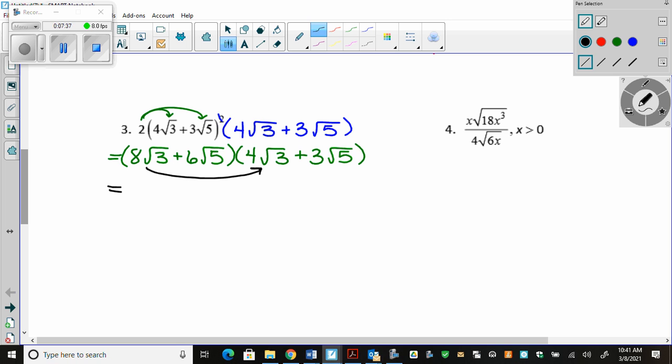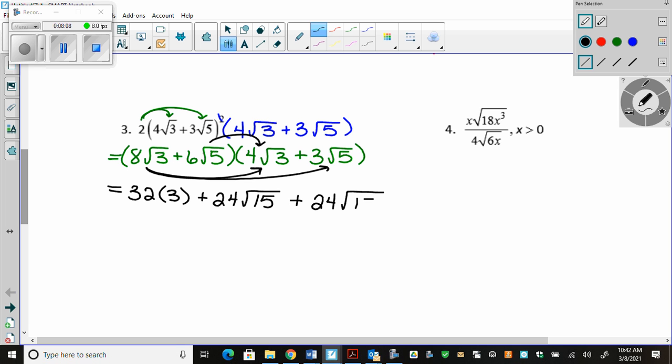So 8 times 4 is 32. And then root 3 times root 3 is 3 in brackets. Right? Then we do the outside ones. 8 times 3 is 24. Root 3 times root 5 is root 15. Then we do the inside ones. 4 times 6 is 24. Root 5 root 3 is root 15. And then we do the last. 6 times 3 is 18. Root 5 times root 5 is 5 in brackets.